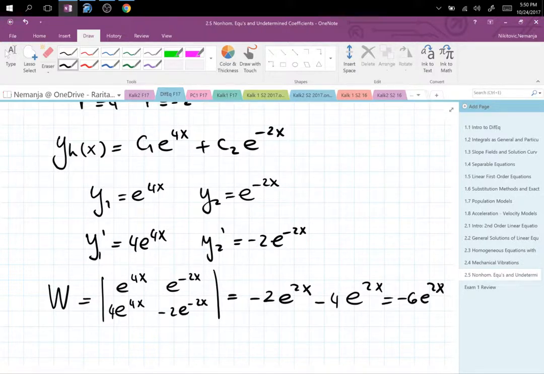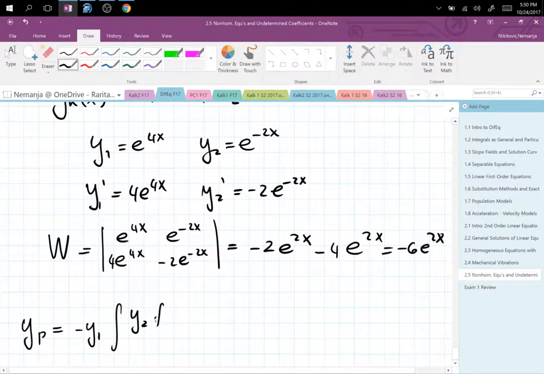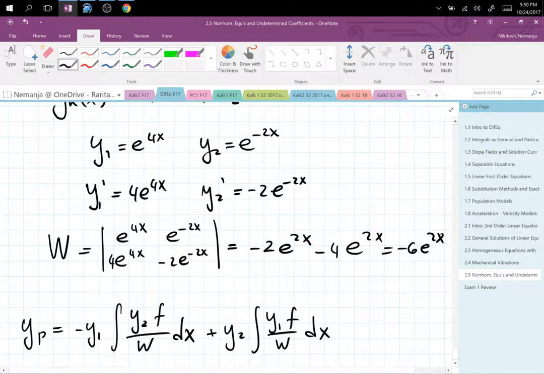So now that we have the Wronskian, we can start building the yp. I will write the formula one more time. It's extremely easy to remember it actually. yp is equal to negative y1 times the integral of y2 f over W dx. Now all of these are functions of x. Plus y2 times the integral of y1 f over the Wronskian dx. See that? So you start with negative y1, y2 goes in the integral with f over W, and then y2 is positive, y1 goes in the integral with f over W.